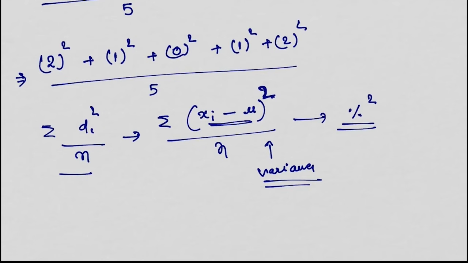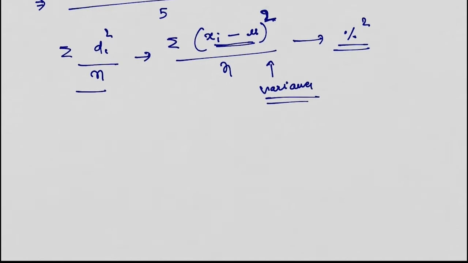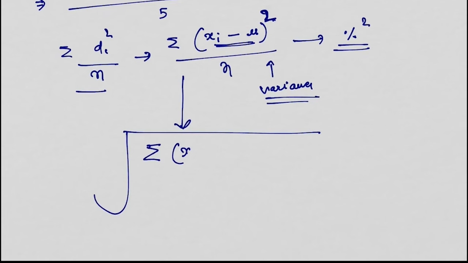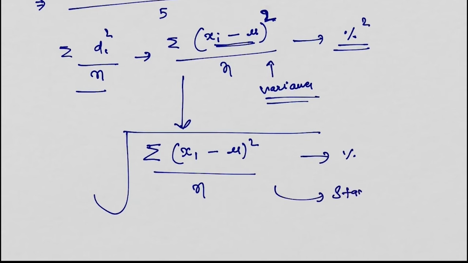यानी इंटरप्रेट कैसे करोगे? परसेंटेज स्क्वायर 2.45 परसेंटेज स्क्वायर इज अ डिस्पर्सन इन द डेटा, यू कैन नॉट इंटरप्रेट इट. सो व्हाट यू डू, यू टेक द अंडर रूट ऑफ वेरियंस. And that solves this problem. And you give the answer in percentage, and this is the formula for standard deviation.